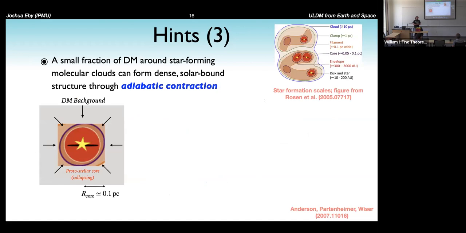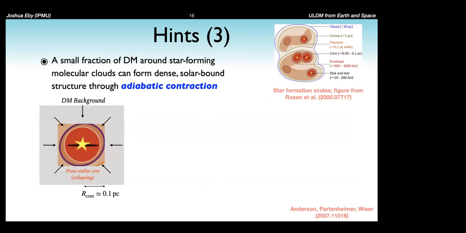Okay. Here's a third, very different kind of hint that might suggest it's not crazy to think about a lot of ultralight dark matter falling onto stars. And this comes in the form of something like adiabatic contraction. So here's the story, which was first pointed out, I think, in 2007. I mean, adiabatic contraction is very well known, but in the context of dark matter around star-forming cores, I think the first paper was this one in 2000.